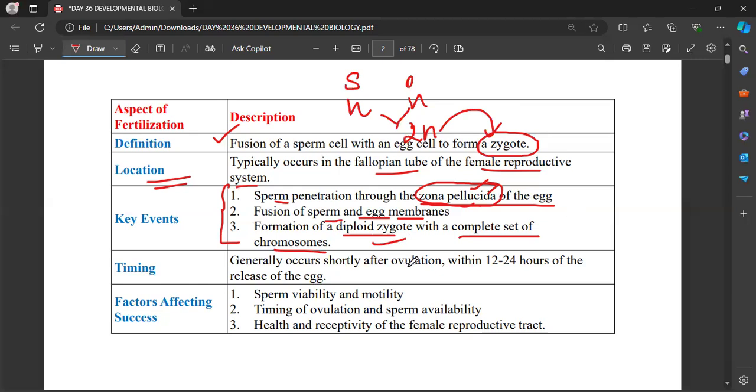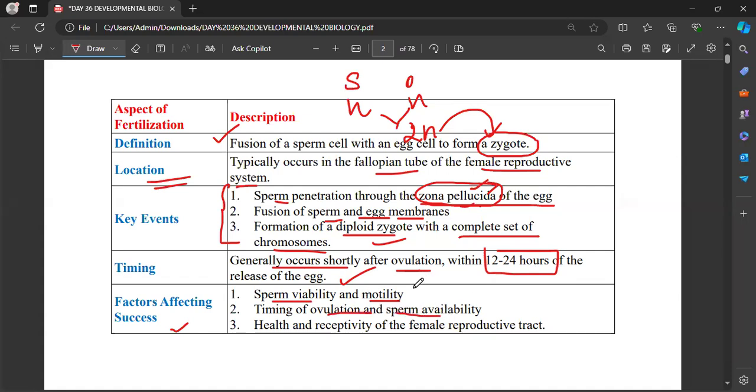Now, how long does this process of fertilization take? It generally occurs shortly after the ovulation process, within 12 to 24 hours of the release of the egg. So it happens within 12 to 24 hours. Now, what are the things affecting fertilization? Sperm viability and motility. If the sperm is sterile, then fertilization gets affected. Now, the timing of ovulation and sperm availability.